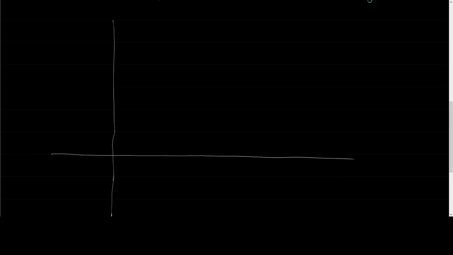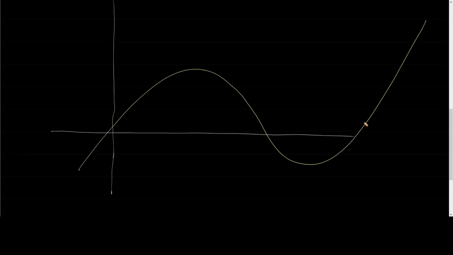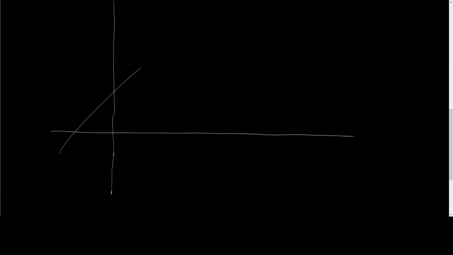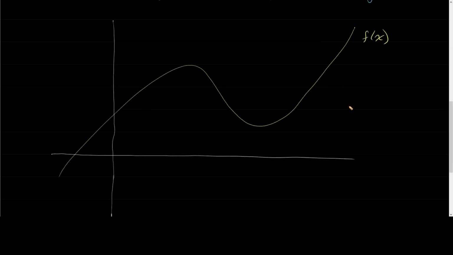Let's say that we had this function. So let's draw this scenario. Let's say that in here we had a graph that looked like this, and let's exaggerate it even more. There we go. Now in here, let's see what we have. Let's say that this right here is f of x.